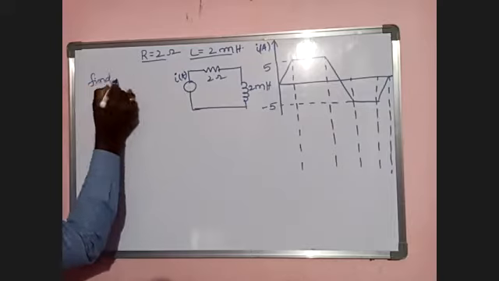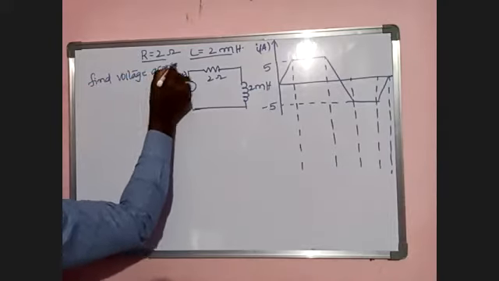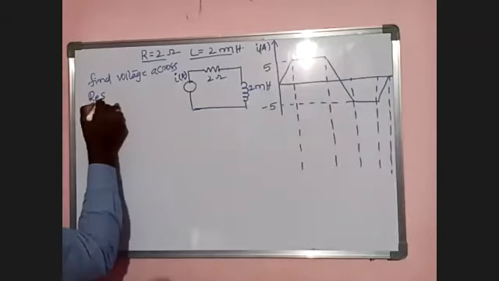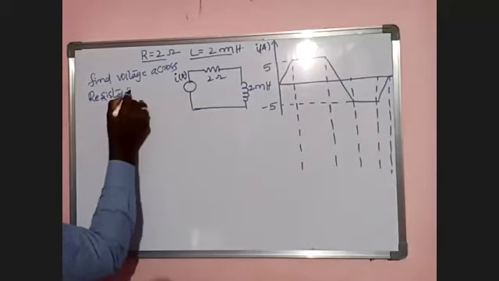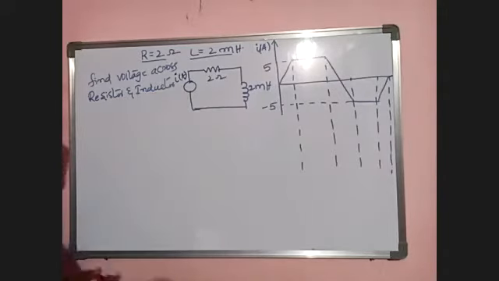So find the voltage across the resistor and inductor. Voltage across resistor and inductor. So this is the given problem.